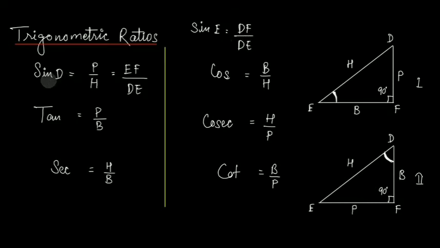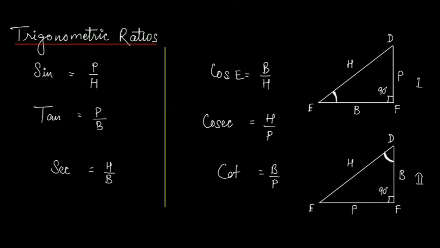Why the difference? Because in both triangles the angles are changed. That's why this difference is showing here. So we have found out for both triangles, and I hope you have clearly understood the difference between the two triangles. It means if theta changes, how the values of trigonometric ratios will change. Hypotenuse will not change, but the perpendicular and the base will interchange when theta changes.